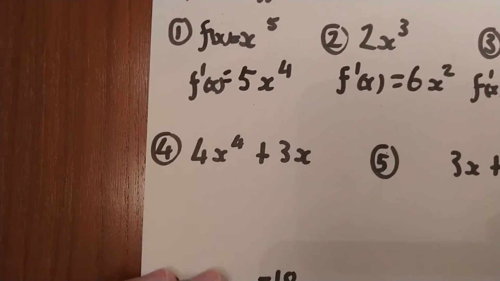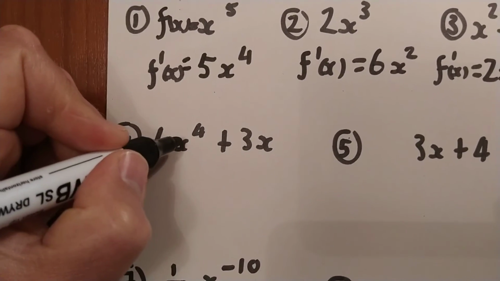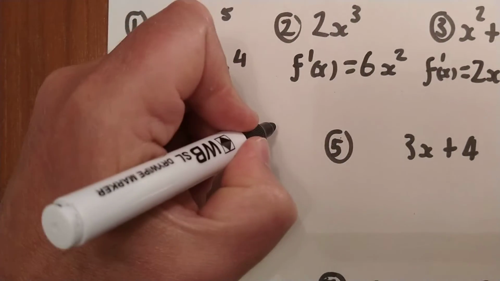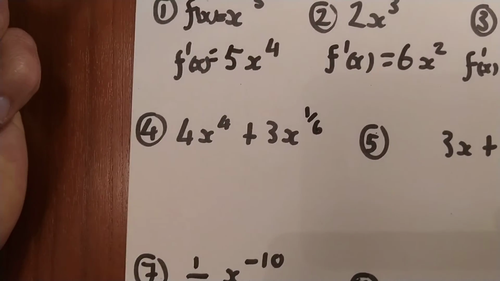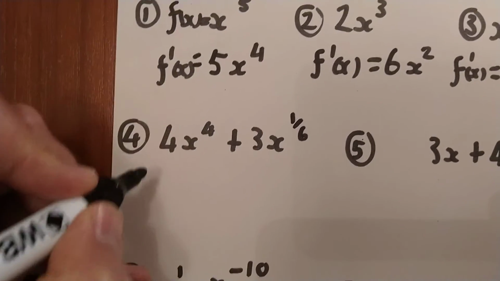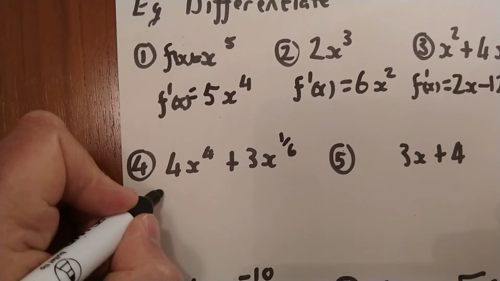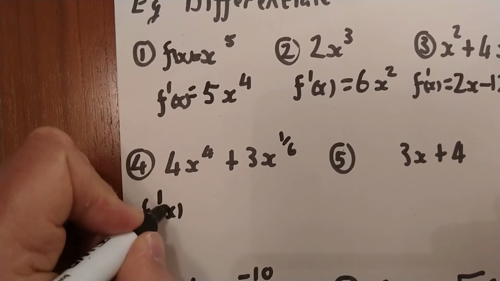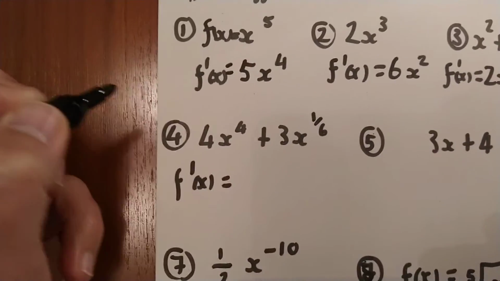Example number 4. My f of x is 4x to the 4 plus 3x. Again, let's make it a little bit trickier. So why don't we put 1 over 6 as my power, as my index number there. Again, make sure you write in f dashed x. I'll take them one at a time.